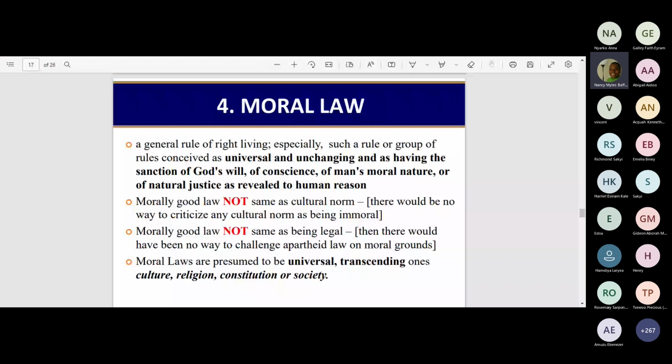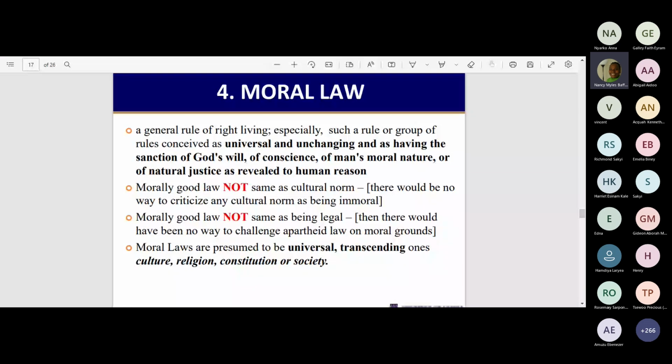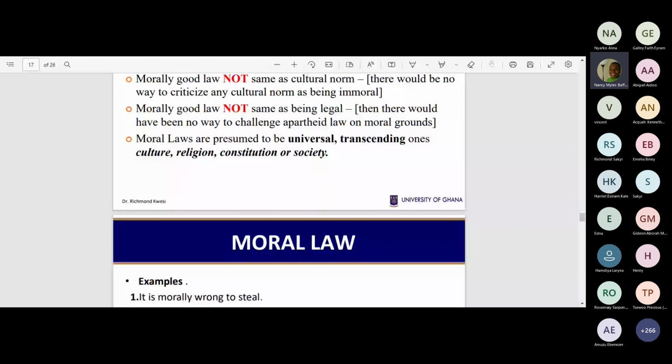You hear how long I've spent time here? Because it is a possible place to engage you as a critical mind. Then the last one says, moral laws are presumed to be universal. Presumed, it's a presumption. That's what I said, that they are universal, they transcend cultures, they transcend religions, they transcend constitution or society.